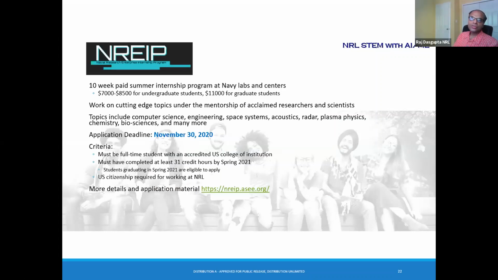And you get an opportunity to work on cutting-edge research topics with several researchers in the lab. There's a wide array of topics at NRL that we're interested in. I work in computer science, AI, a little bit of robotics. There are several streams of engineering that are of interest at NRL, and there are a wide array of science topics like radar, plasma physics, acoustics, chemistry. Some of those I have put on there.